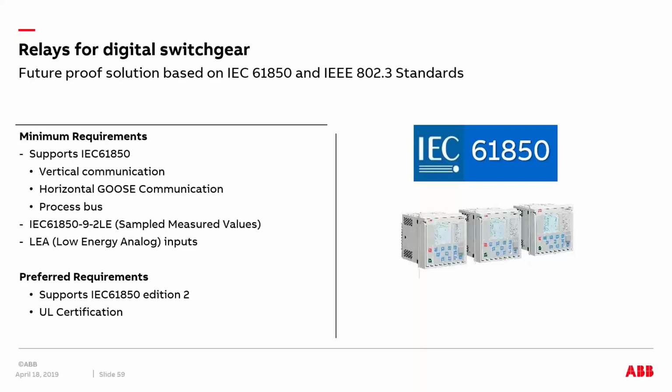So the minimum requirements are that the device should be IEC 61850 compatible. It should have vertical communication, which we just saw was MMS, which basically makes the relay talk to the SCADA system. Then you have the horizontal GOOSE communication, which is a peer-to-peer functionality. It is on the horizontal bus, and it will be less than 10 millisecond operation time. And process bus is basically sampled measured values, which are current and voltage analog signals being shared by the devices.